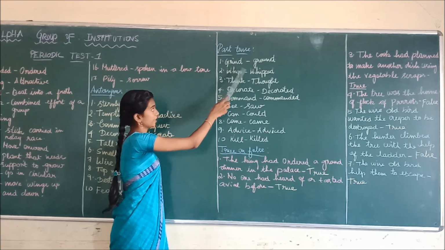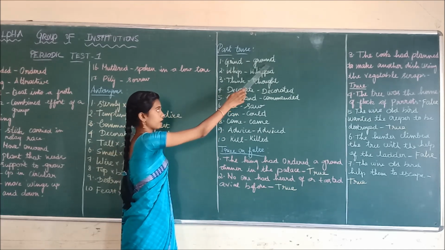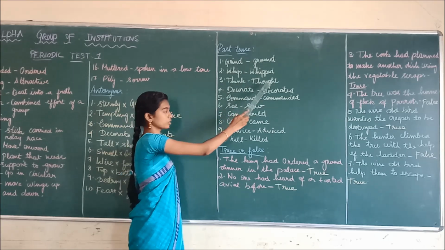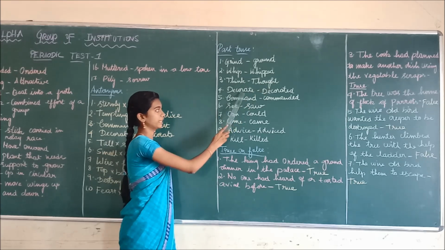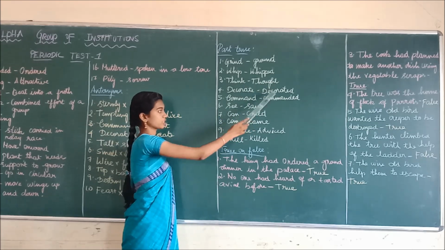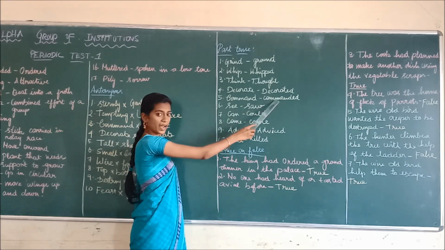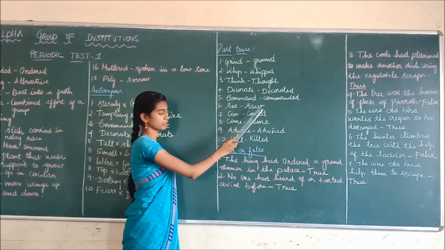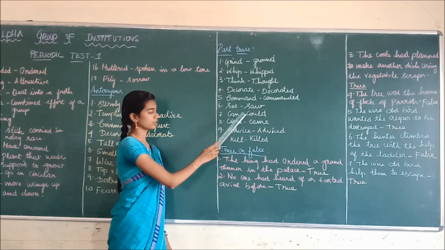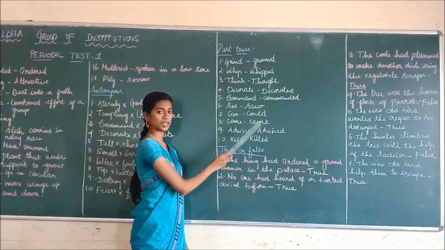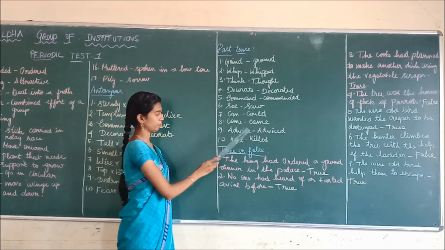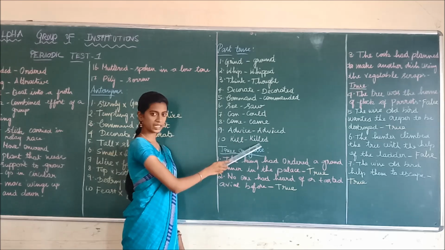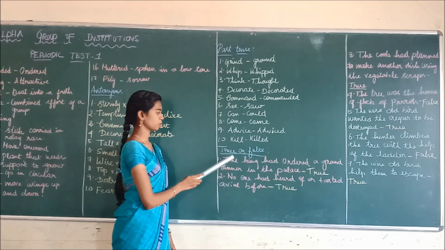Past tense. Grind. Ground. Wipe. Wipe. Think. Thought. Decorate. Decorated. Command. Commander. See. Saw. Can. Could. Come. Came. Advise. Advised. Kill. Killed. So the next one is the true or false.